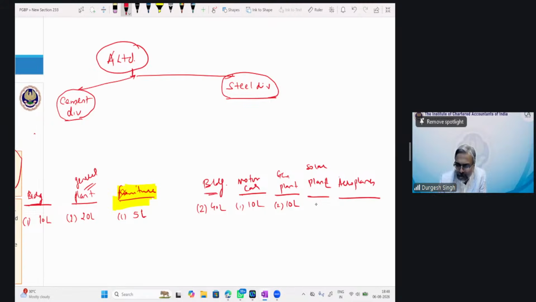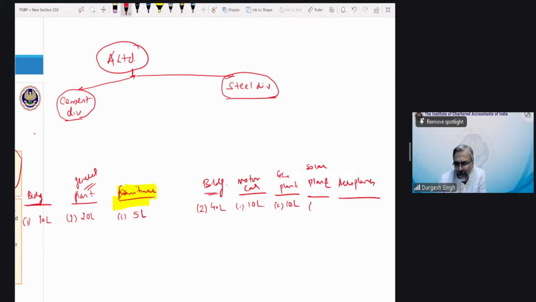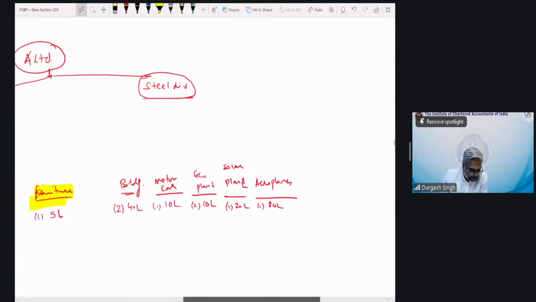Solar plant, students, say 1 unit and 20 lakhs. Aeroplane, again 1 unit, and the value is 80 lakhs. Is that point clear to all of you, students?